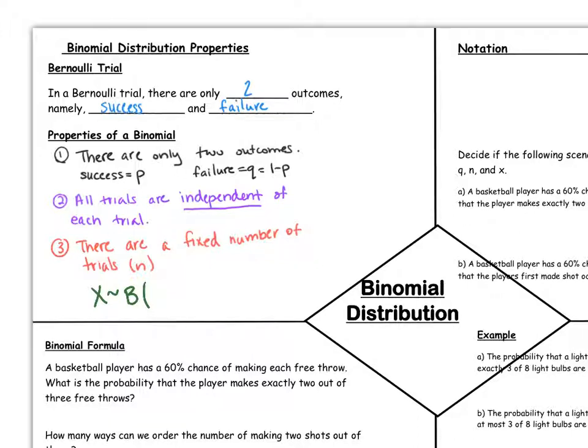It has parameters N. What does N stand for? Fixed number. And then P. What does P stand for? Success. If I know P, I also know Q. Everybody got that? So if these three things hold, we can make this statement here, and we can find probabilities with that statement.